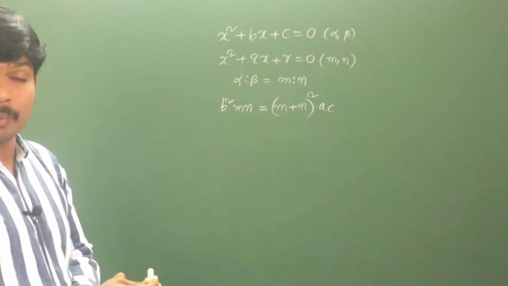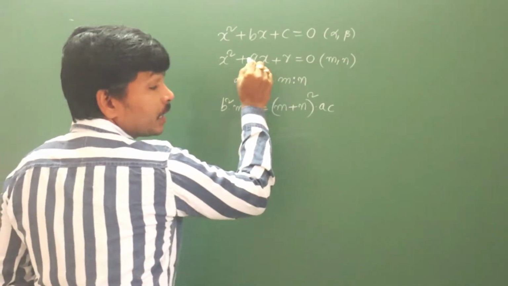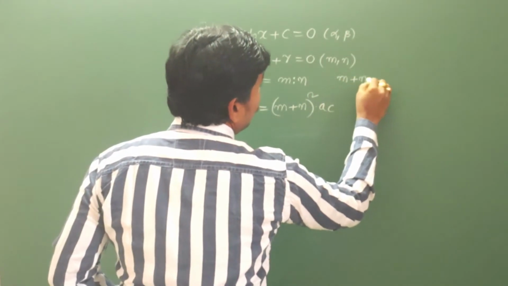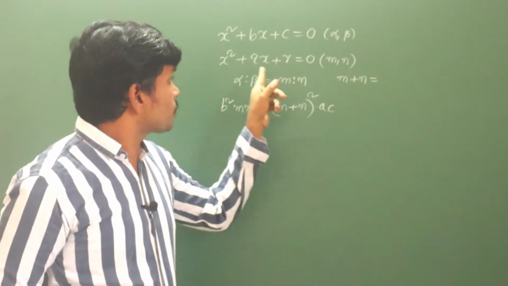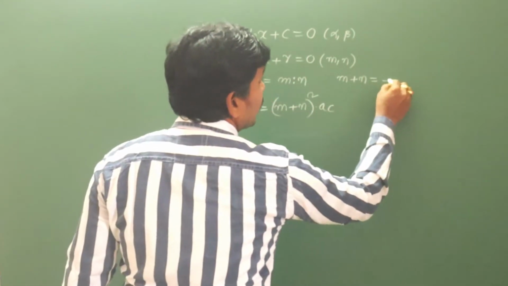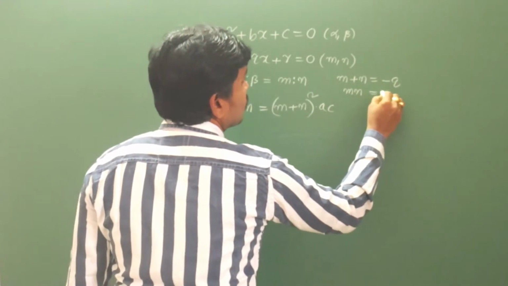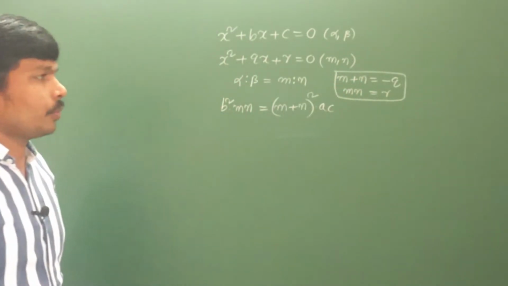Here m comma n are values. Do you know the m comma n values? m, n are the roots of the second equation. So what is the sum of the roots? Sum of the roots m plus n is equal to minus b by a, which is nothing but minus q, and the product of the roots mn is equal to r.